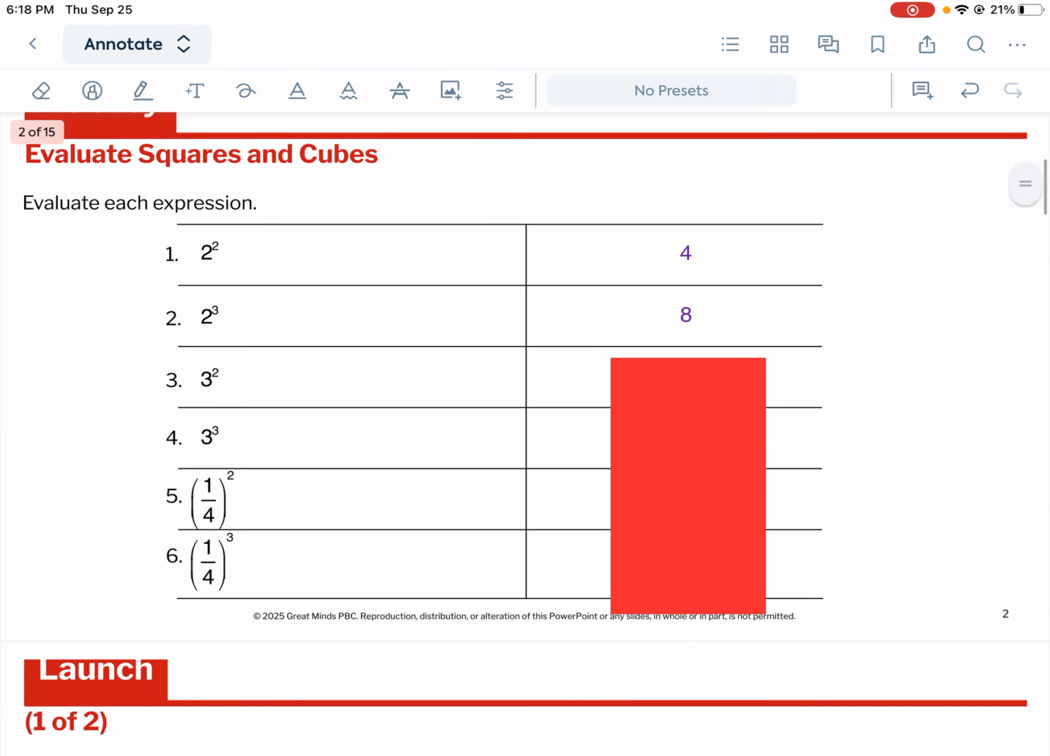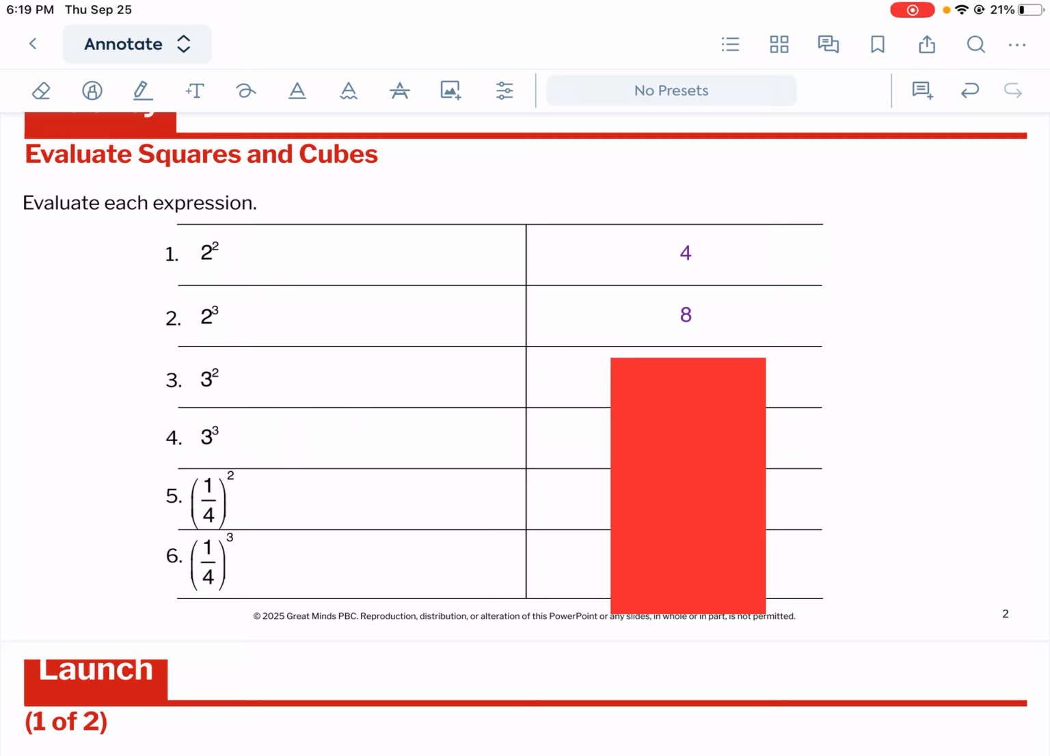Okay, going to our fluency, aka our warm-up. It just says to evaluate each expression. It gives us some square values and then some cubed values. All we have to do is solve. I did number 1 and number 2 for you. Number 1 gives us 2 squared equals 4.